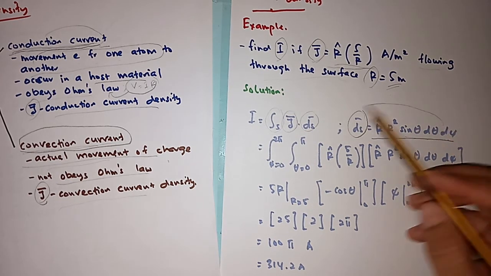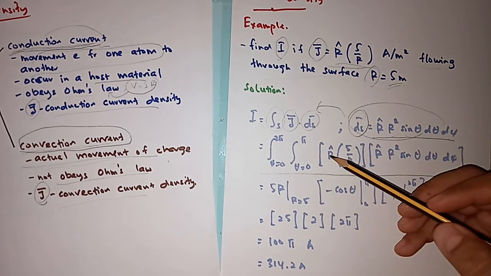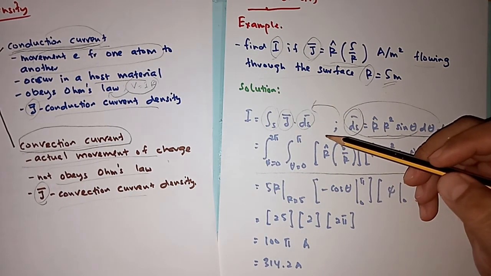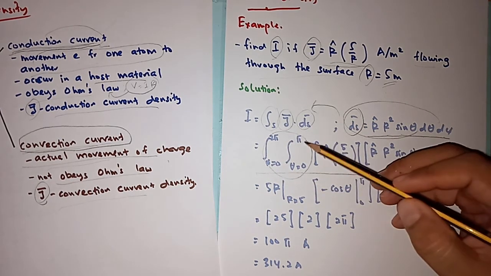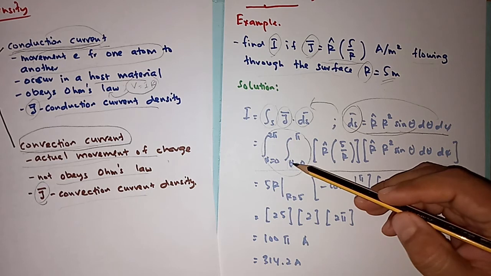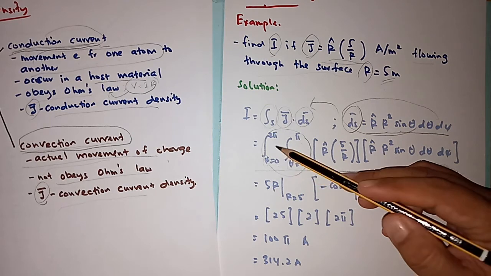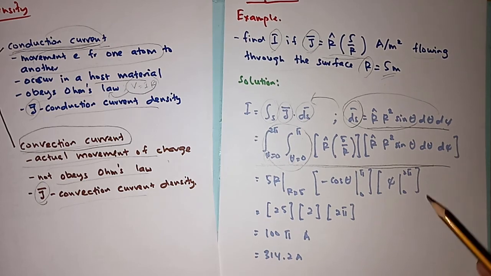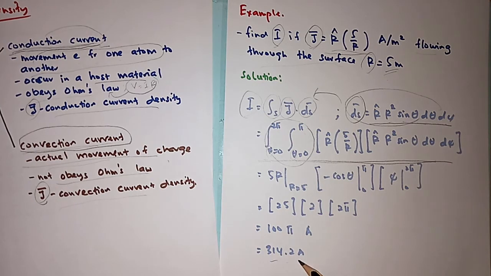Then we put all the parameters that we know inside this equation, so we have this equation. Because we are not supplied with the limits of theta and phi, we need to integrate over the full range of theta and phi. So the limit for theta is from 0 until pi, and the limit for phi is from 0 until 2 pi. By solving this integration, you will find the total current in this particular case is equal to 314.2 ampere.